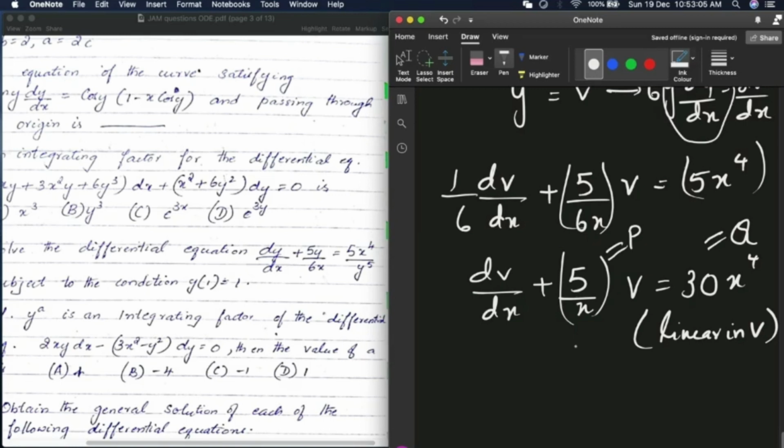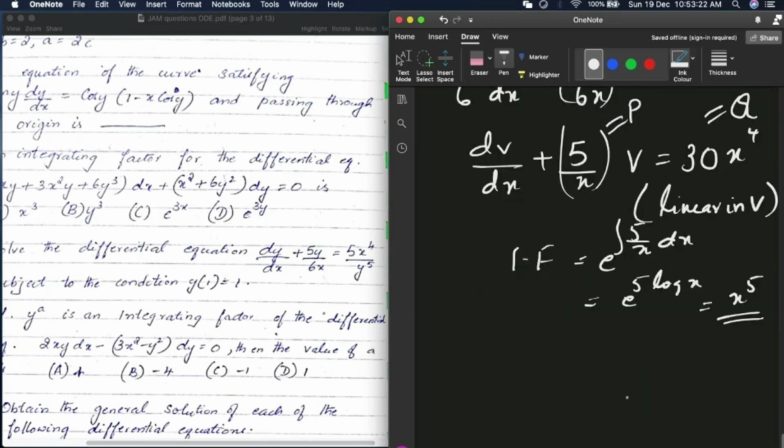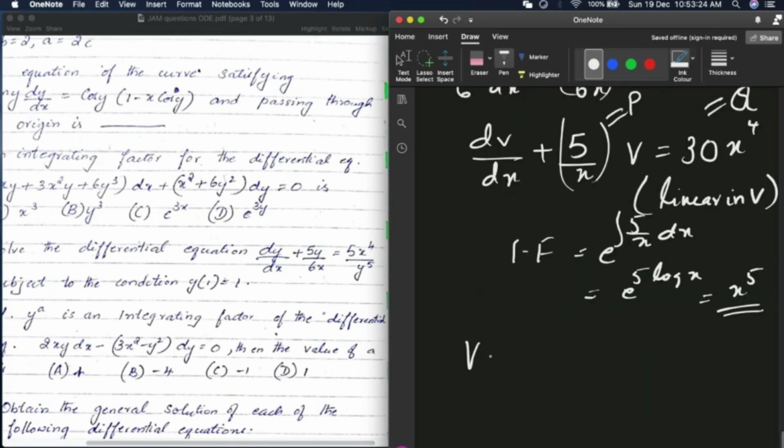Do all those manipulations before you go to the exact formula. So integrating factor is e raised to integral 5 by x dx, x raised to 5. Correct, x raised to 5. So you can directly write the solution. It's v into integrating factor is equal to integral of q into the integrating factor dx plus c.